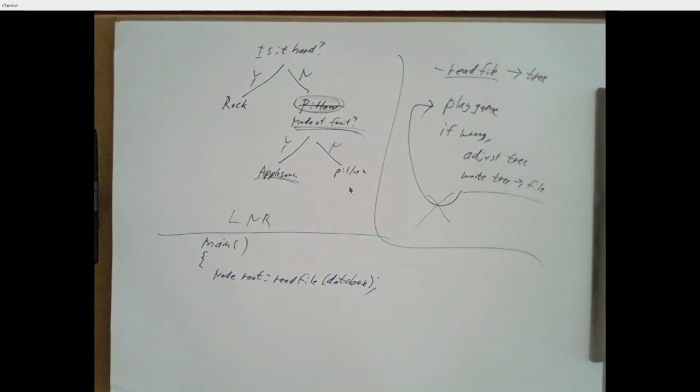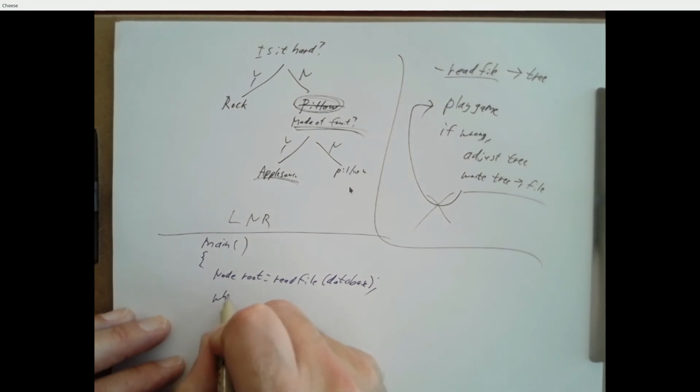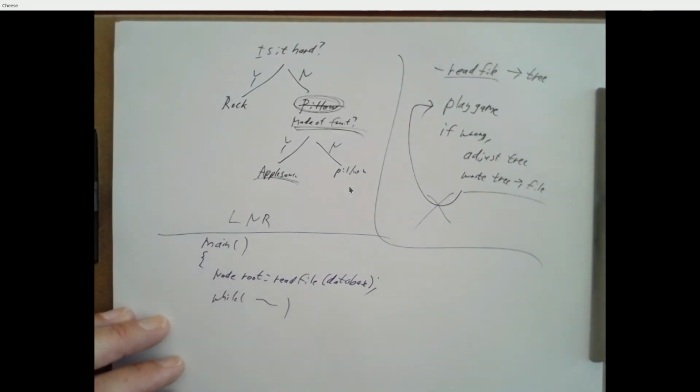I'll make a read file method that I give it a string containing the name of the file. That's your database string. And it ingests the file, builds a tree, and then returns the root of that tree. Okay, so that's my initialization. While something, I don't know what, while forever maybe.